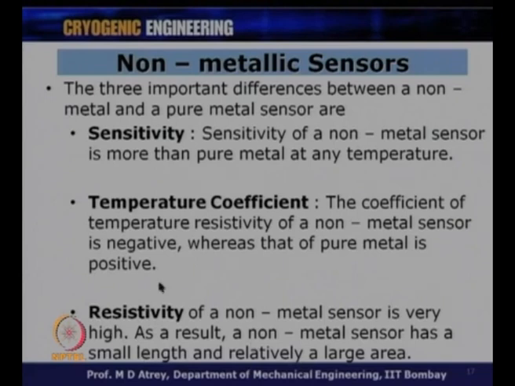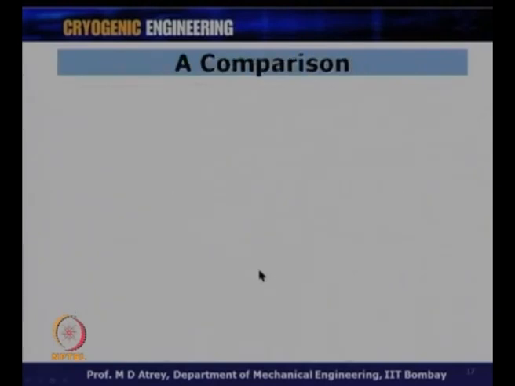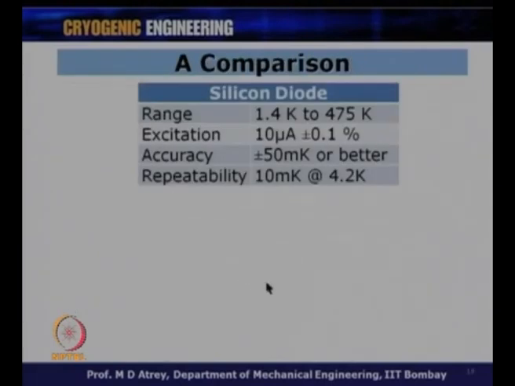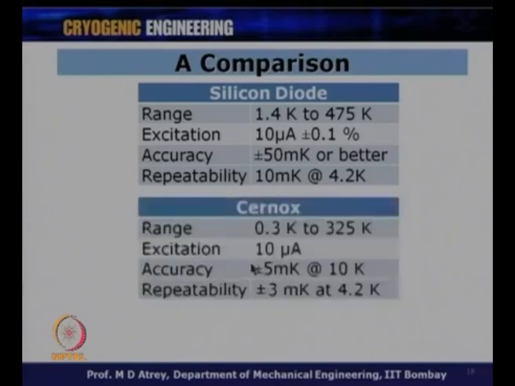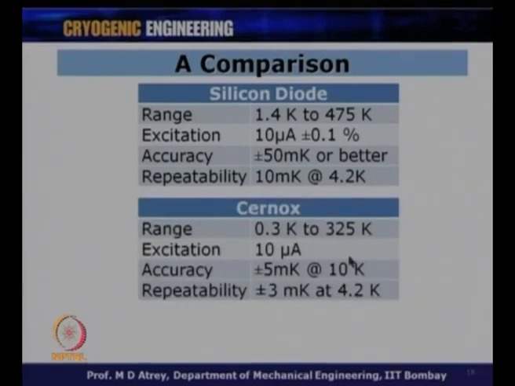Because the rho parameter, or the resistivity parameter, is very high, you can have a non-metal sensor with a small length and a relatively large area, because area comes in the denominator. So, rho into L by A gives you the resistance, and resistivity is very high in those cases. If I want to compare silicon diode and Cernox, this is the table.